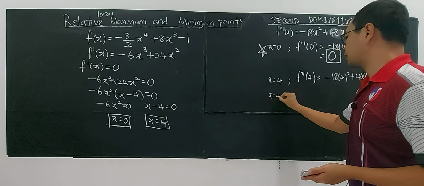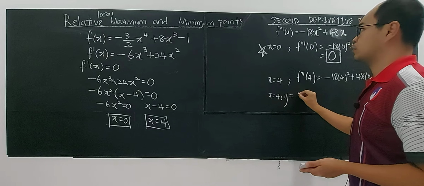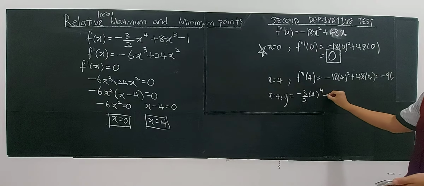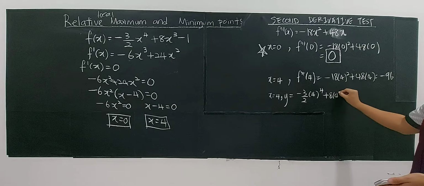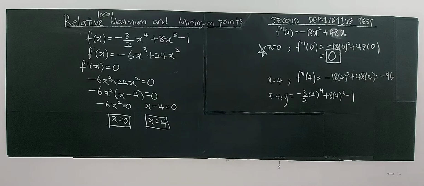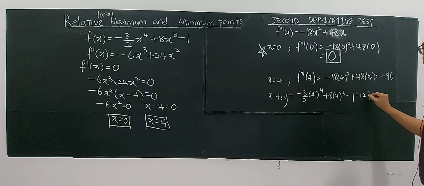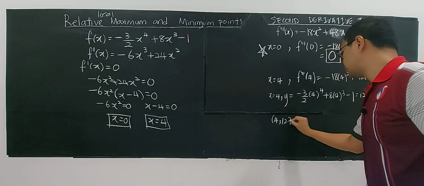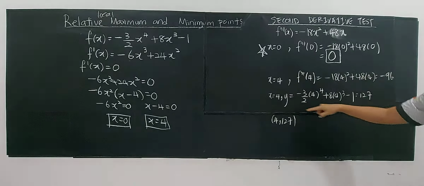So I want to get the coordinate for this. So y is equal to what? Negative 3 over 2 times 4 to the power of 4, plus 8 times 4 to the power of 3, minus 1. So we're getting the value of y first. Alright, so I think you are getting 127. For this, I can already make a conclusion.